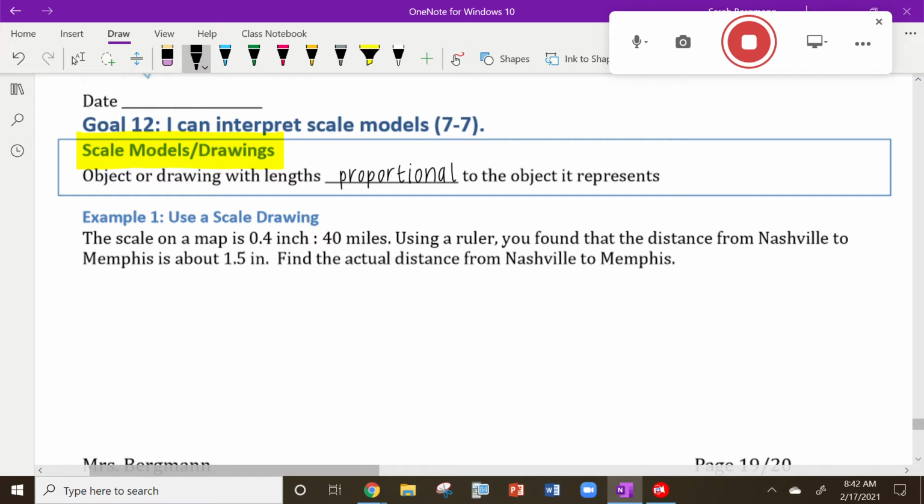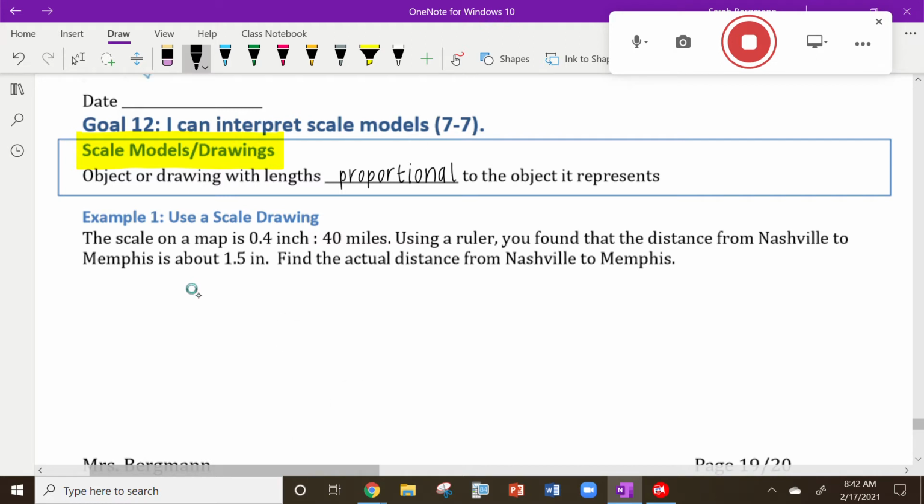So let's say that on a map, a lot of times it will give you the scale. So for this example, it says the scale on the map is 0.4 inches for every 40 miles. Using a ruler, you found that the distance from Nashville to Memphis is about 1.5 inches. Find the actual distance from Nashville to Memphis.